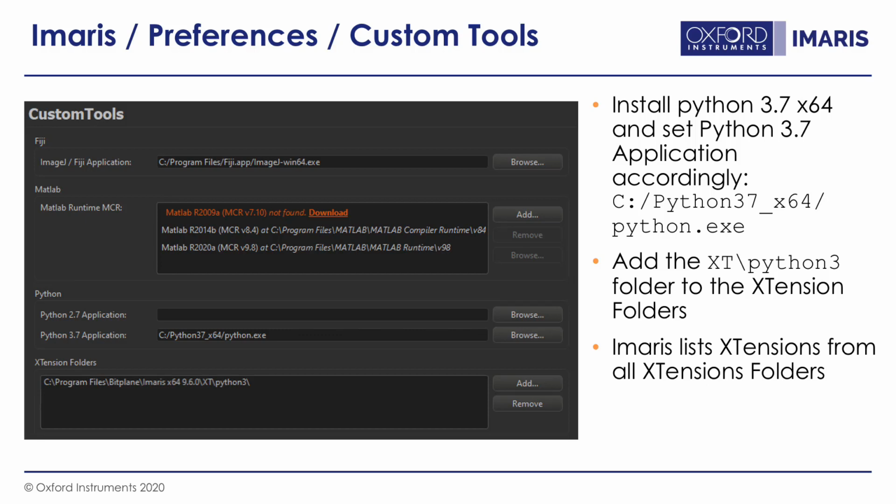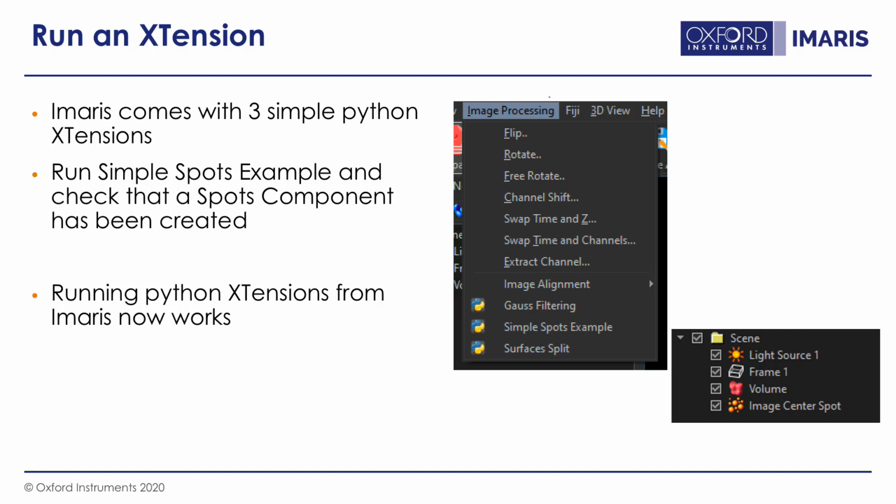Imaris comes with 3 sample extensions for Python. When you provide this folder, Imaris will look through the folder and list the objects in the image processing menu. So there are 3 sample applications: Gauss filtering, simple spots example, and surface split. These extensions are not doing anything very meaningful, but they help to illustrate what can be done with Imaris XT.